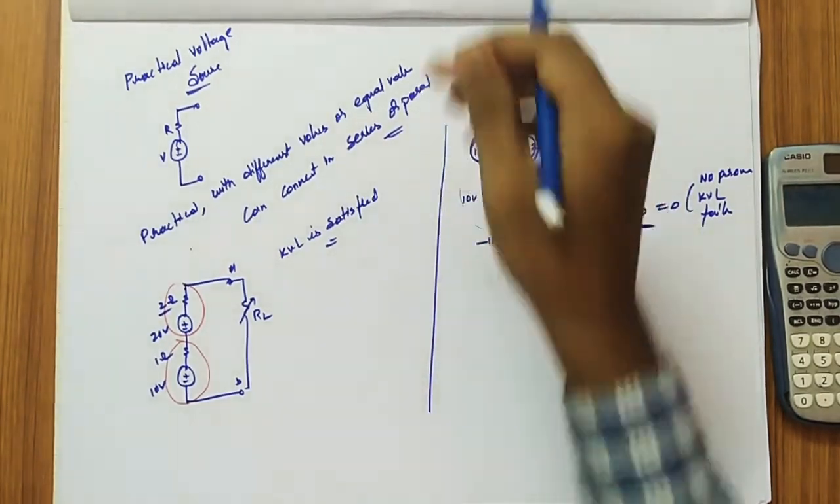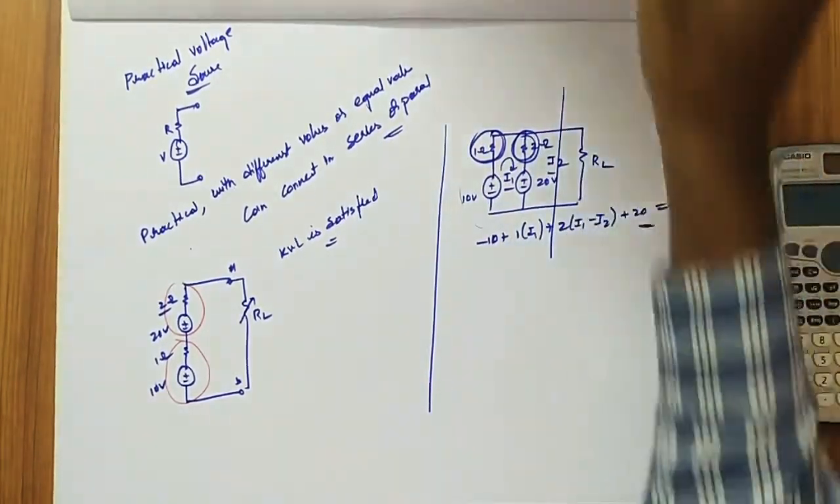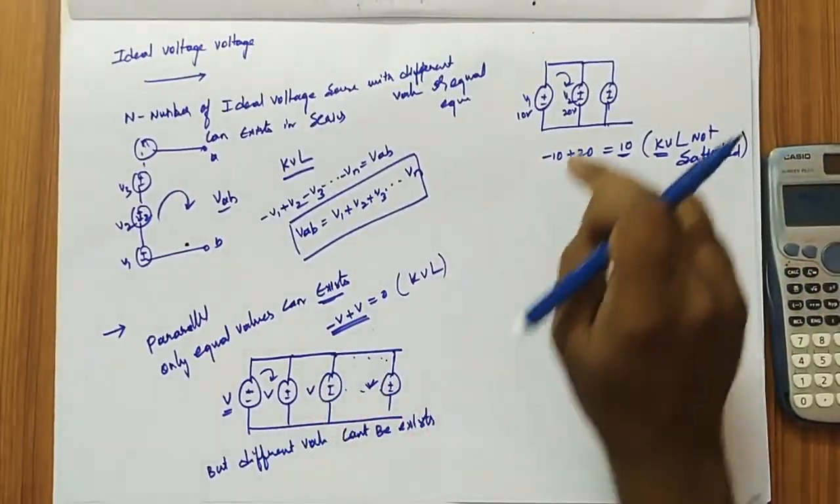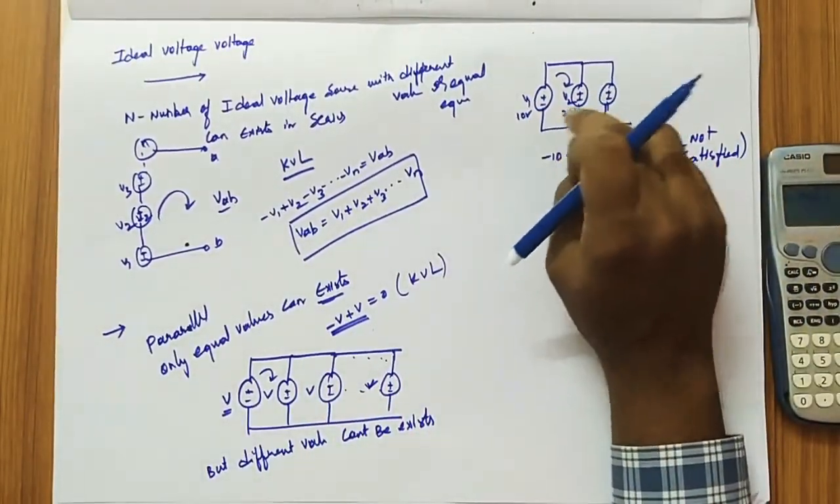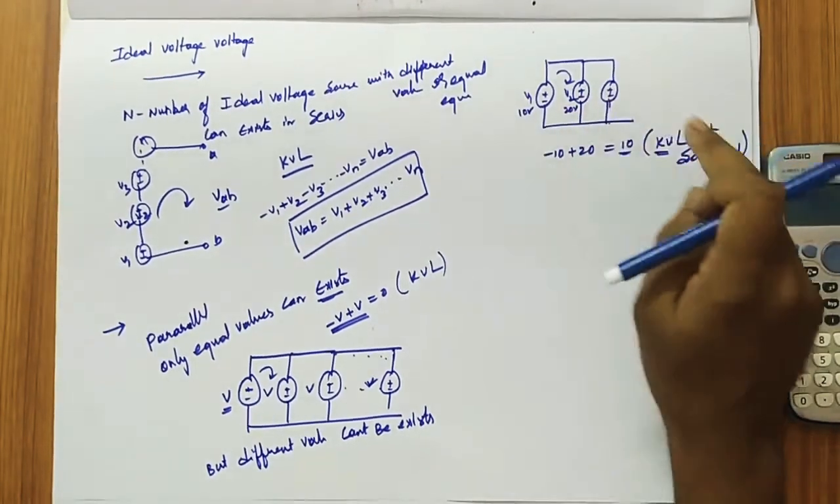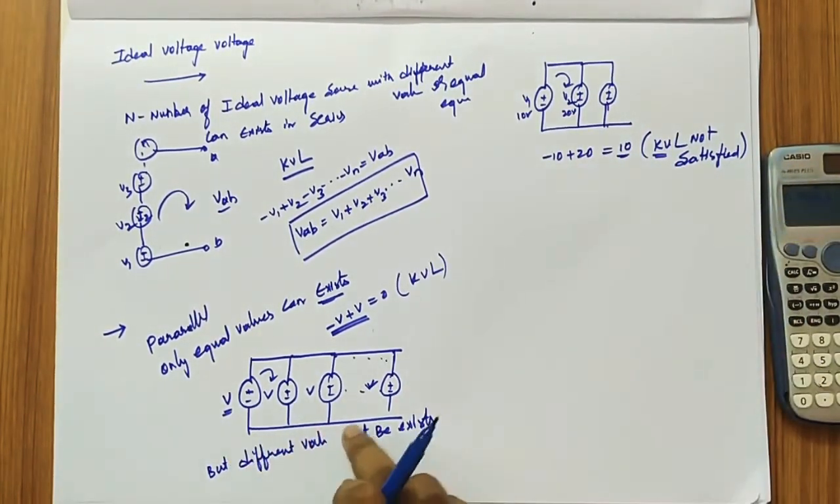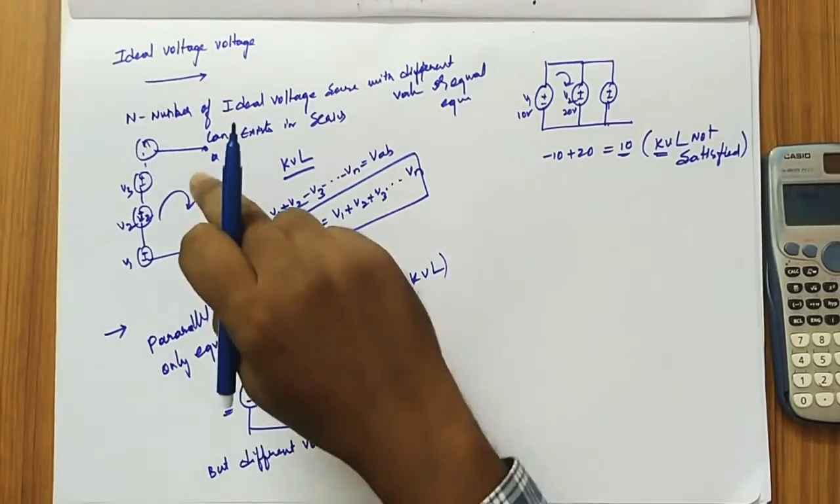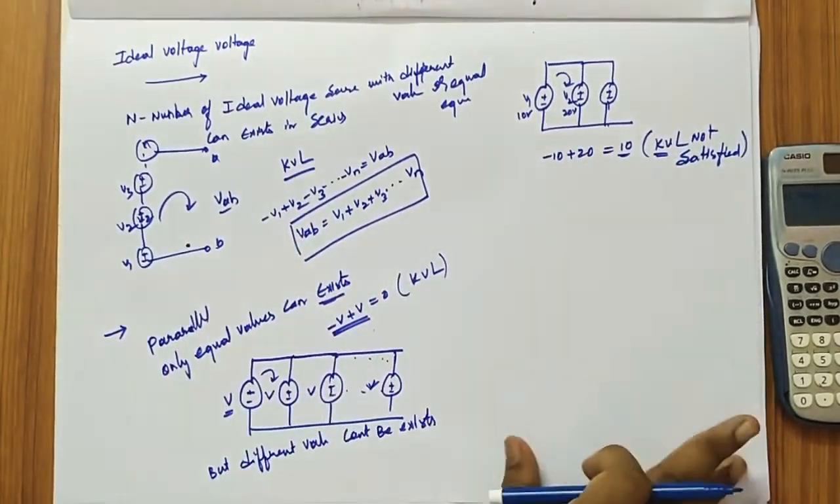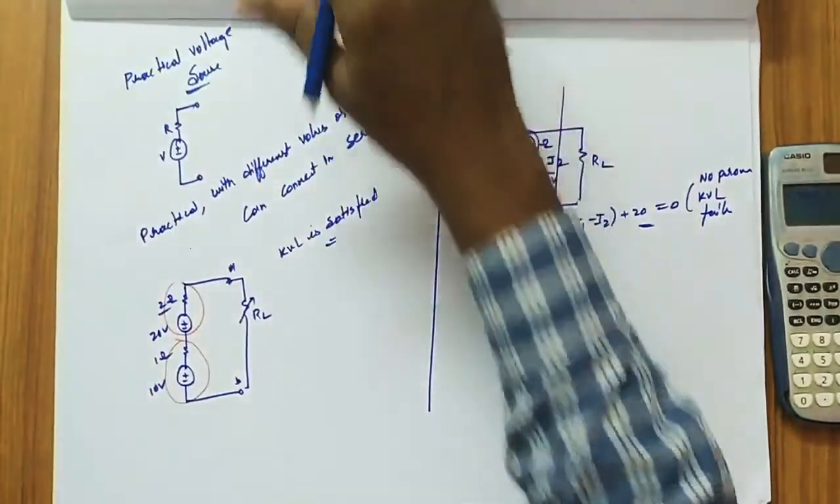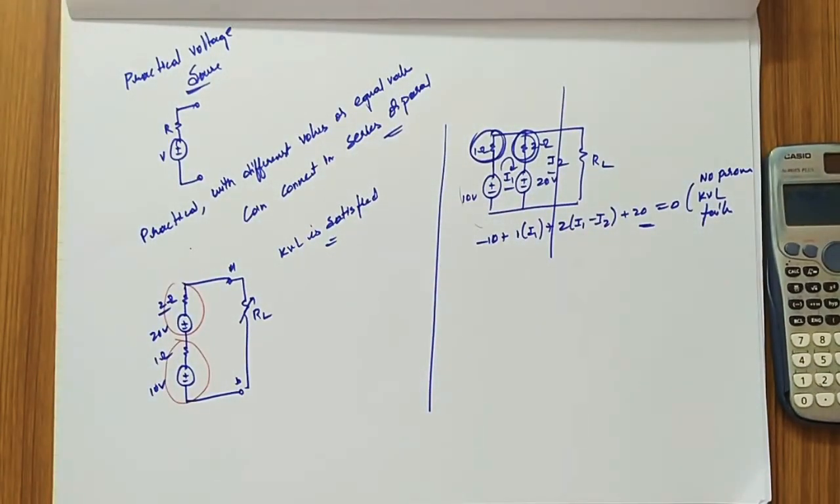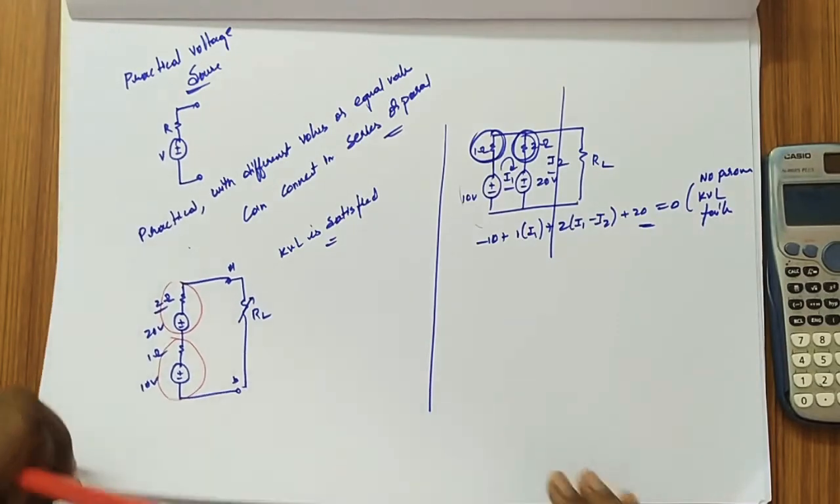But in the ideal case, different values of voltages cannot be connected in parallel, because there is a provision of KVL failure. But equal values can be connected. So in case a voltage source is connected in parallel or series, you need to understand these things. This is about voltage sources.